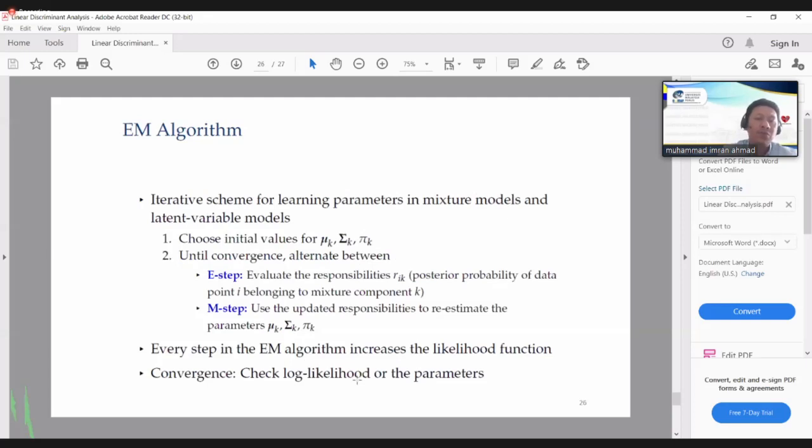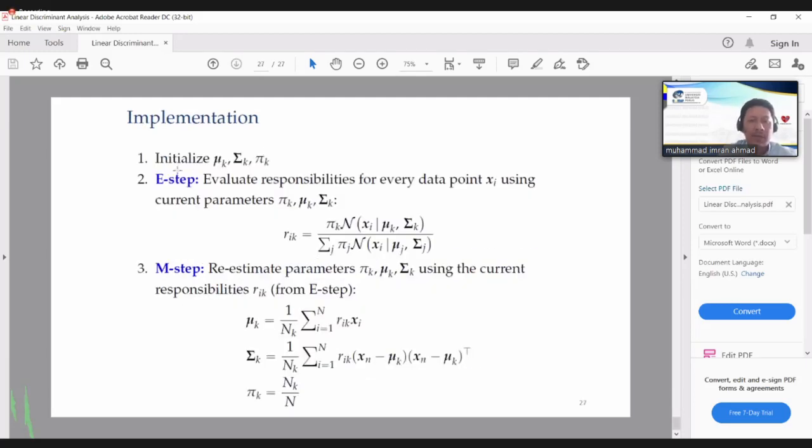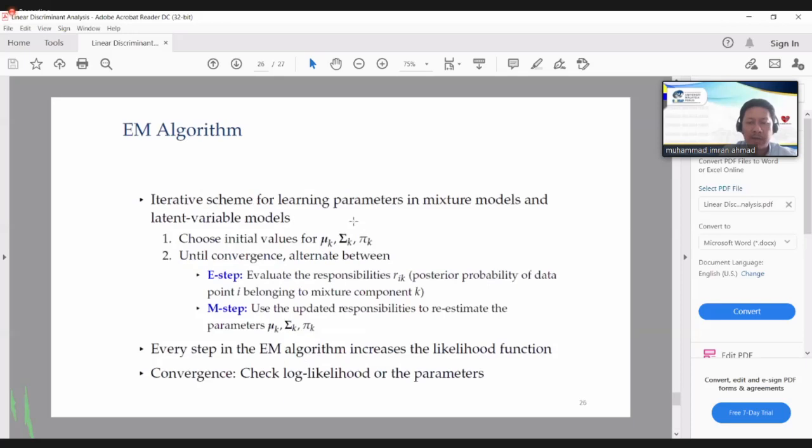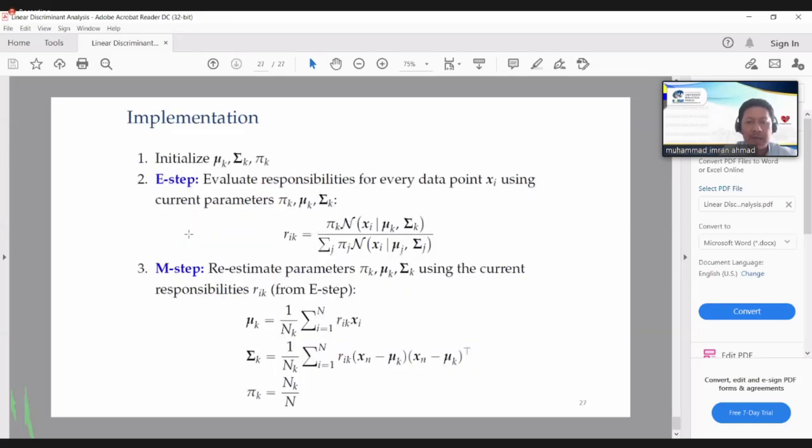Okay, so now I want to show in detail the E step and also the M step, so the expectation step and also the maximization step. First you need to initialize, and then you calculate the E step. The formula to calculate the E step is like this. You try to get the responsibilities r_ik. And then you need to re-estimate the parameters: the weight, mean, and also variance.